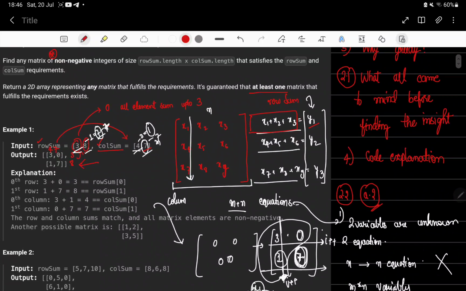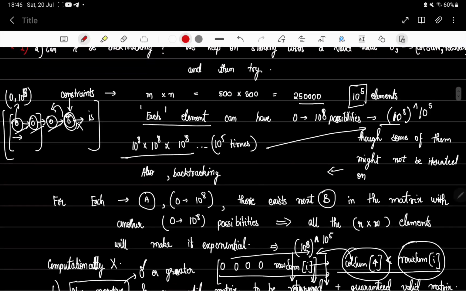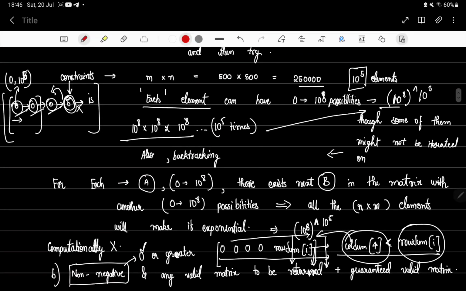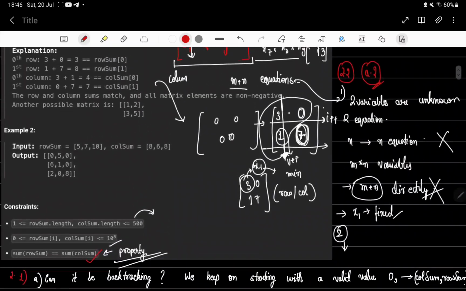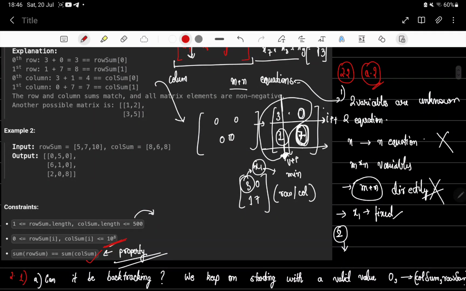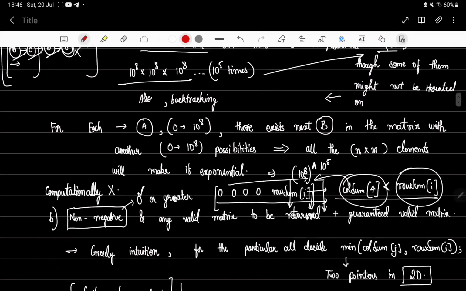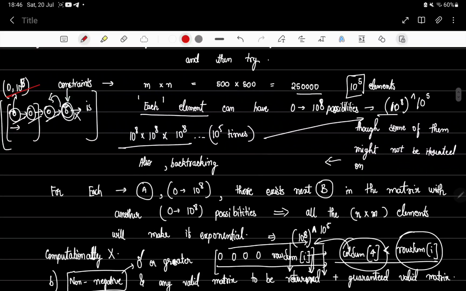The second thing which came into mind was backtracking. Can backtracking solve this? If I say that I will choose all the 10 to the power 8 elements, there are 10 to the power 8 possibilities that one element can have. Can I choose 10 to the power 8 possibilities? I can. I will go to each of the cells and I'll put from 0 to 10 to the power 8 values, and then for each value I will check another 10 to the power 8 values of the other element in that 2D array.